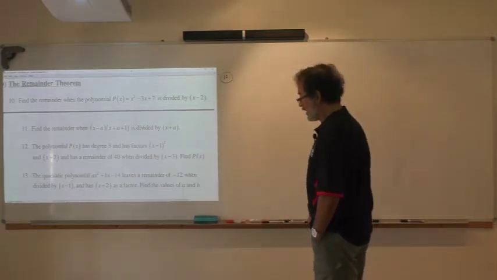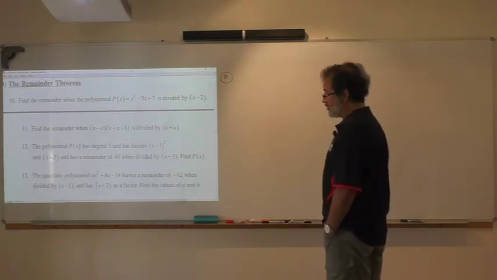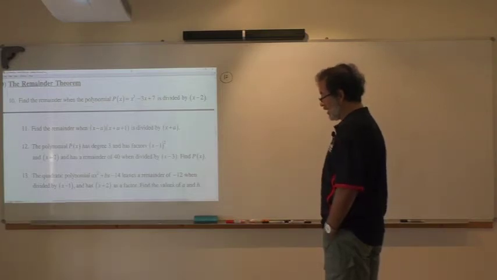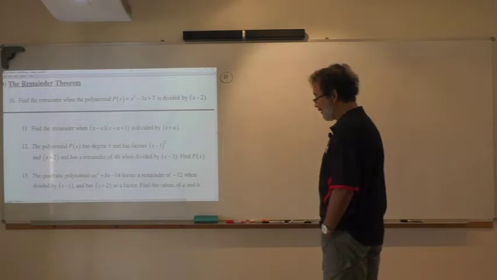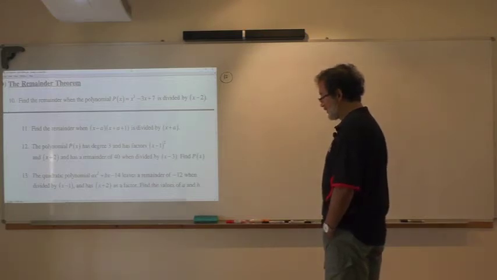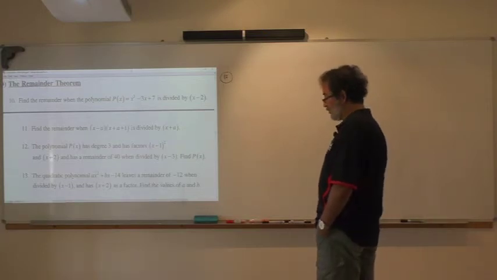Question 12. Okay, let's see what the question says. They say the polynomial p of x has degree 3, so it's a cubic, and has factors (x minus 1) squared and x plus 2, and has a remainder of 40 when divided by x minus 3. Then they say that we've got to find the polynomial.